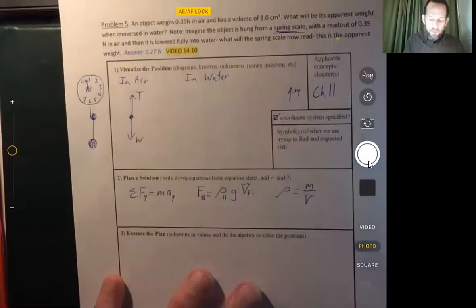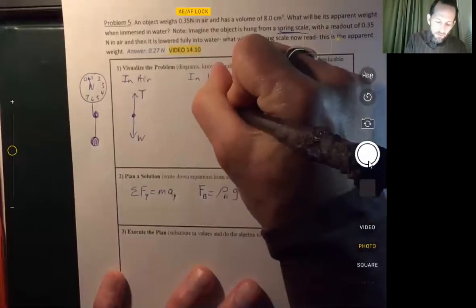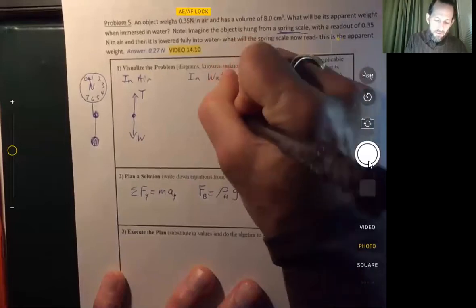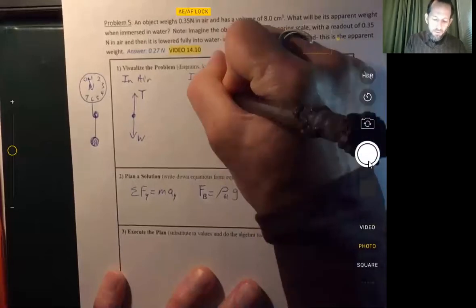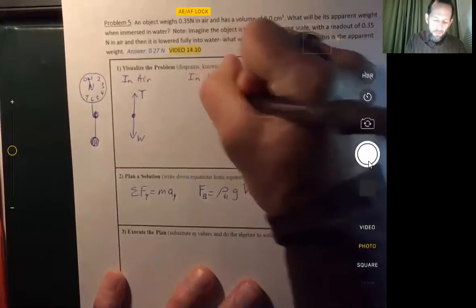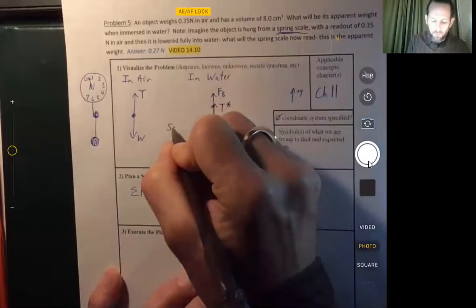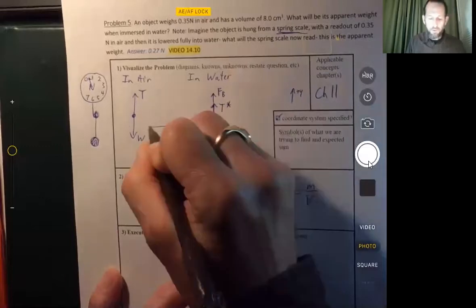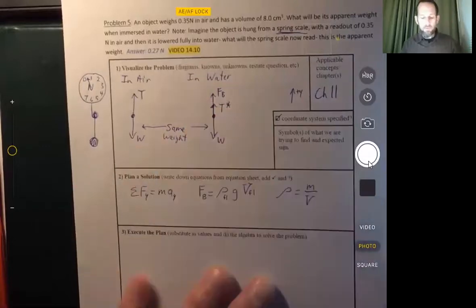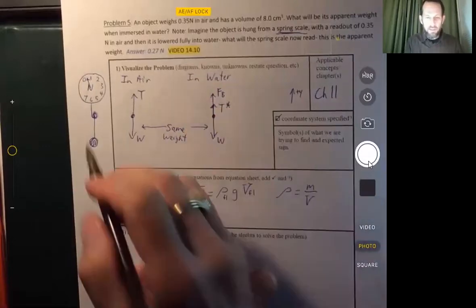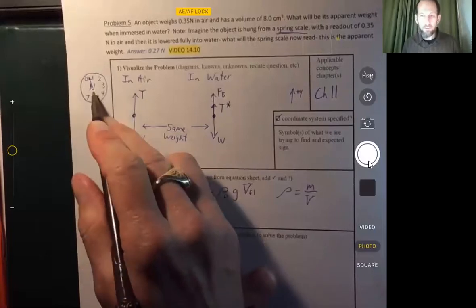When it's in water, the tension's not going to be as much. I'm going to call it T star. And the reason the tension's not as much when it's in the water is that there's a buoyant force acting. The object still has the same weight, the weight doesn't change. But since there's a buoyant force, the tension changes, and the tension in the string is what pulls on the spring scale. And so that's why the weight seems to be different.